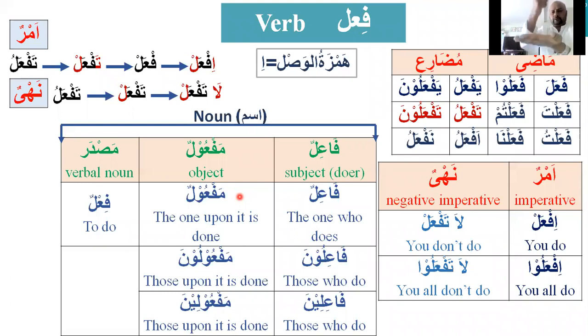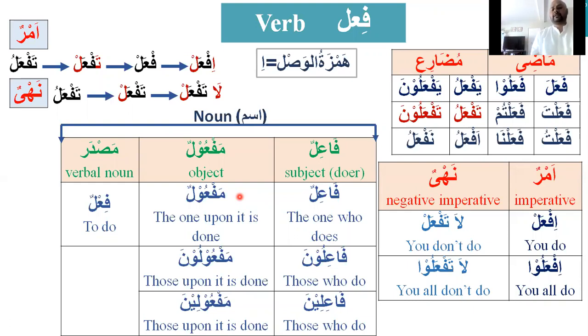Again, you will do like this. You will use your left hand. This is fa'il, fa'ilun, fa'ilin. Then if it is fa'il, what is maf'ul? This is maf'ul. Maf'ul, maf'ulun, maf'ulin. Again, fa'il, fa'ilun, fa'ilin. Maf'ul, maf'ulun, maf'ulin.